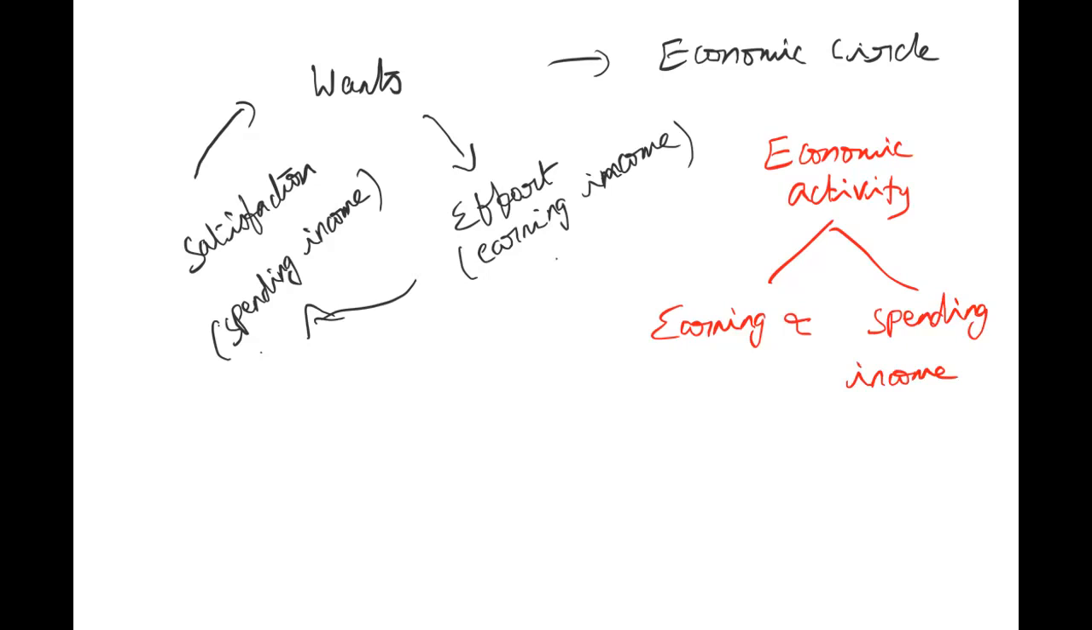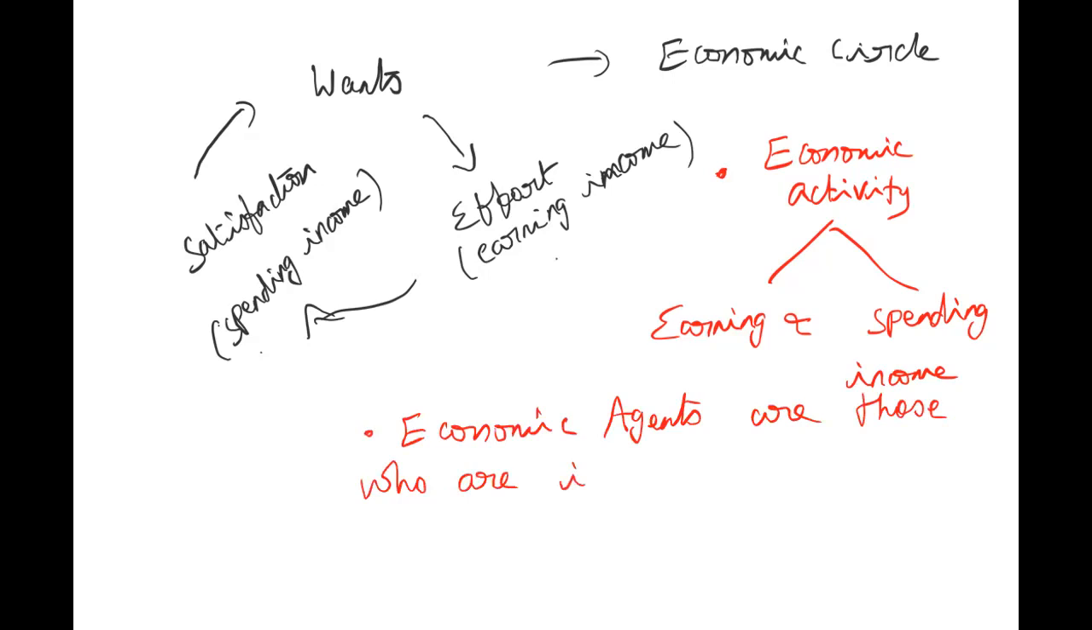Now, who are all the people who are indulging in economic activities? Anyone who is spending, anyone who is receiving income, any activity undertaken by an individual that results in earning and spending money income, they are all called economic agents. So now coming to this second part, who are all the economic agents? Economic agents are those who are indulging in economic activities.